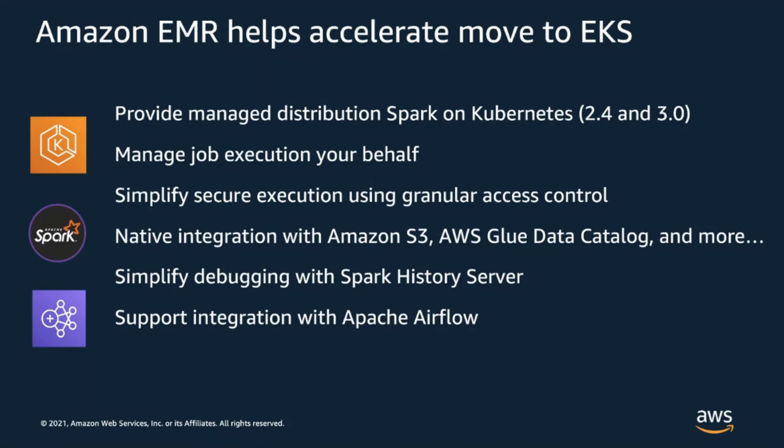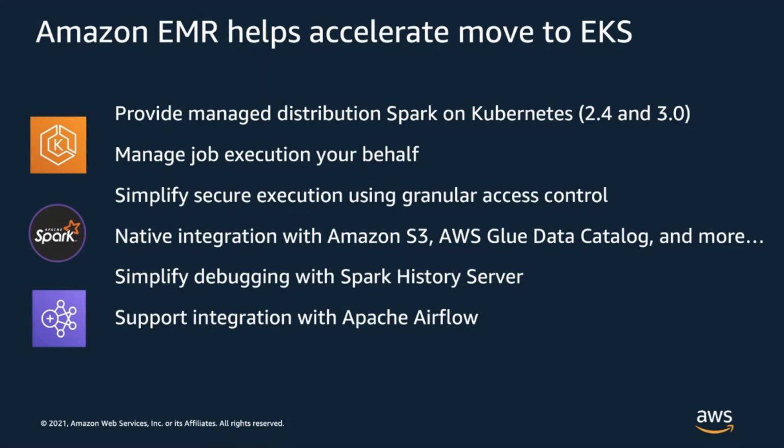We manage the job execution on your behalf. So we take care of deploying the job to the cluster, monitoring the job, reporting back the status, and we also simplify secure execution. Like I said, each job can have its own execution role. There is, of course, native integration with S3 and the Glue Data Catalog and the different AWS Analytics services. One cool thing that I'll show later too is we simplify debugging with the Spark History server.